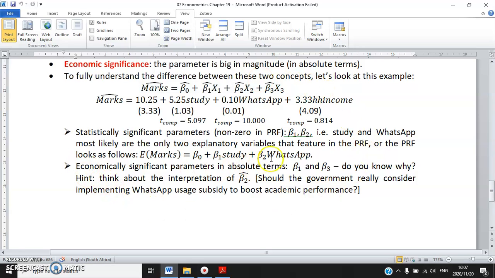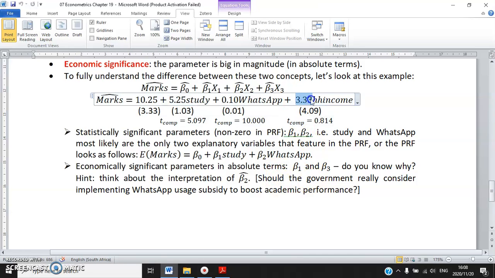But economic significance is about the parameter. Okay, if you look at this parameter, the first slope parameter 5.25, then in terms of economic significance, it is significant because the magnitude is huge in absolute terms. So B1 would come through in terms of economic significance. Meaning, the reason is because if my study hour increases by 1 unit, ceteris paribus, providing there's no change in other explanatory variables, there's a huge impact on marks, an increase of 5.25.